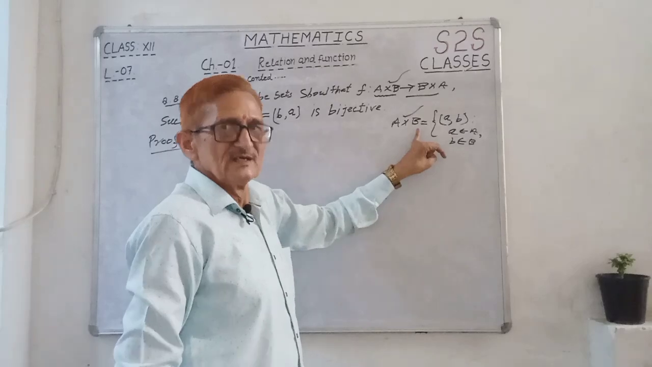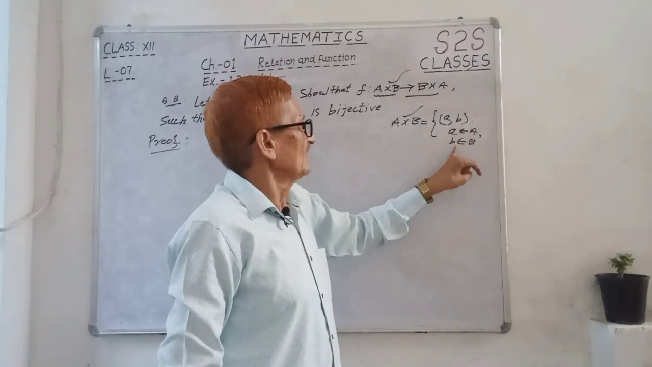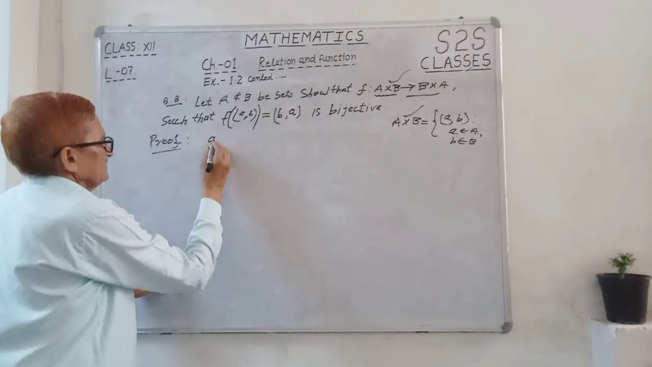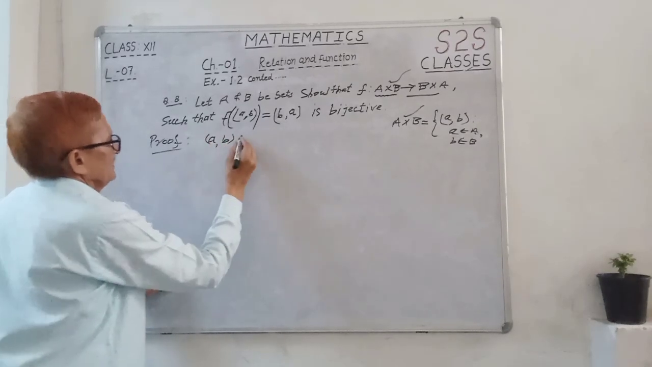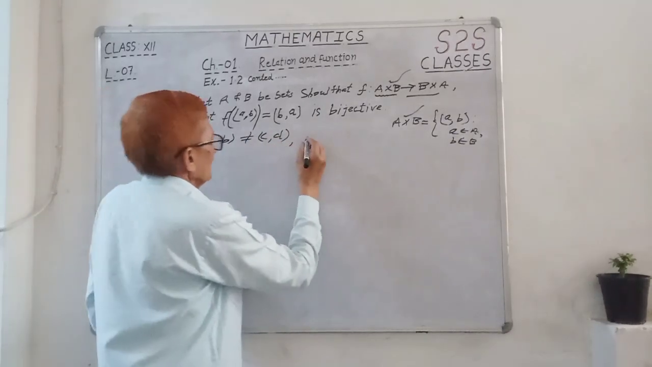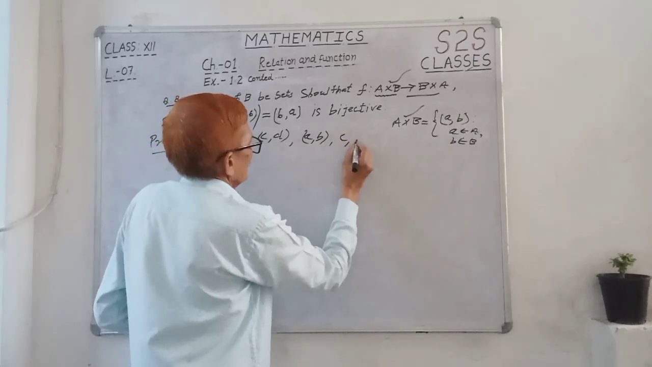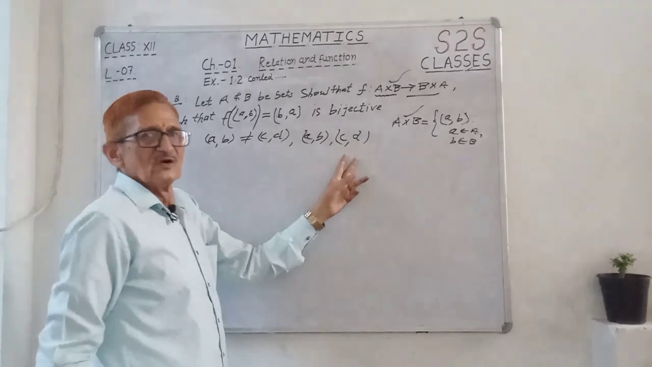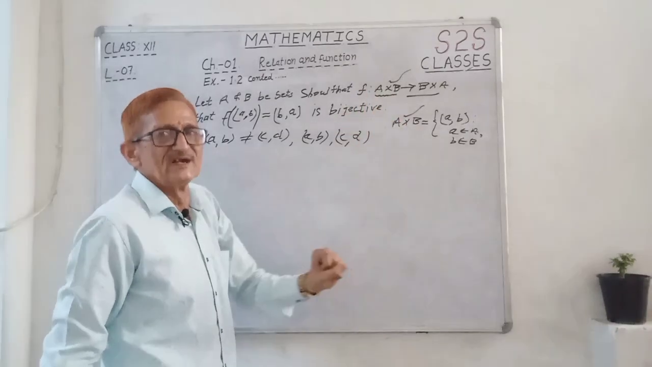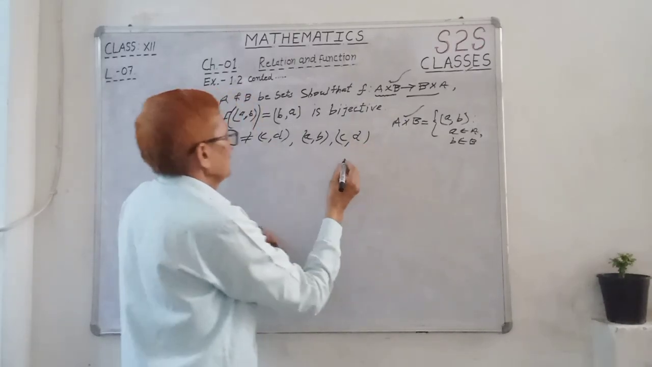According to this, A Cartesian B is the set of ordered pairs (a, b) such that a belongs to set A and b belongs to set B. Now for x1, x2 we write like this: (a, b) ordered pair is not equal to (c, d). If we take two elements like that, where (a, b) and (c, d) are two elements of the domain set, the domain set is the Cartesian product, so ordered pairs are the elements of this set. So (a, b) is one element and (c, d) is another element.